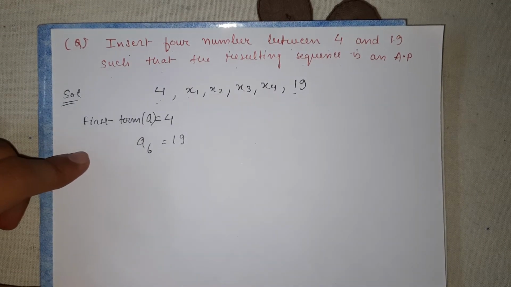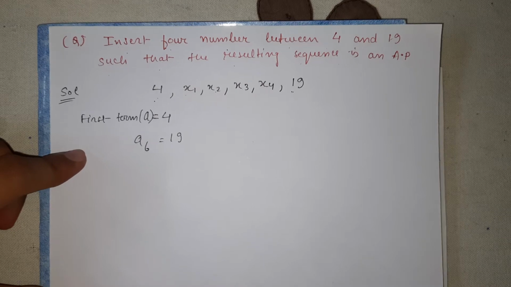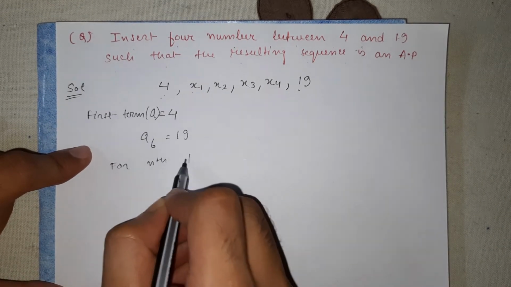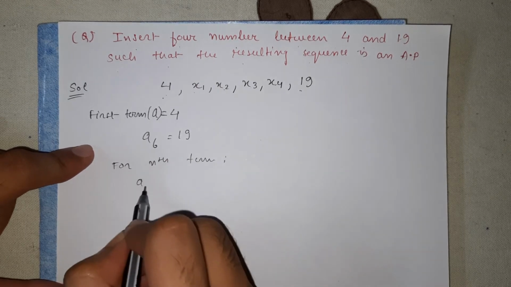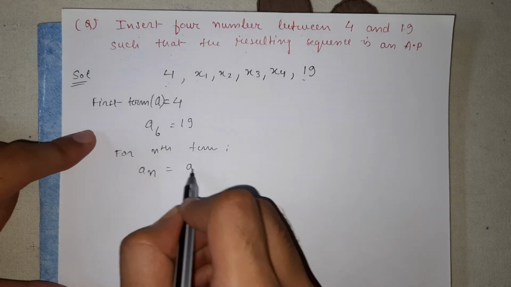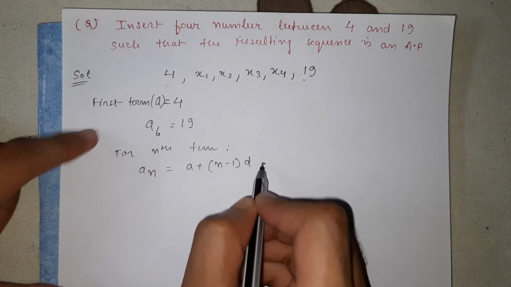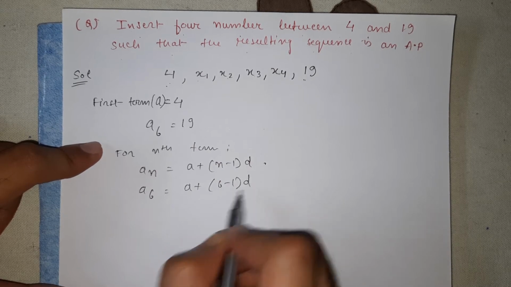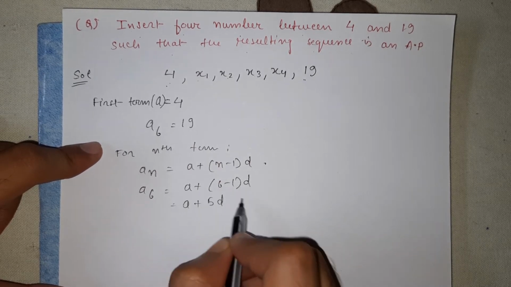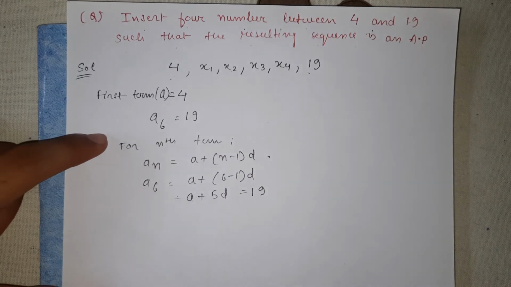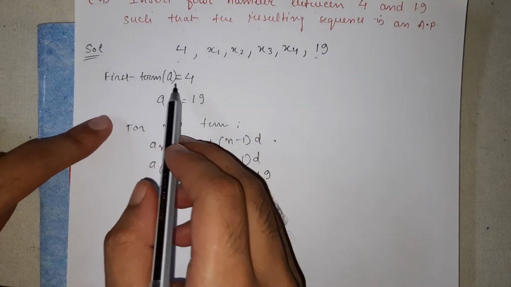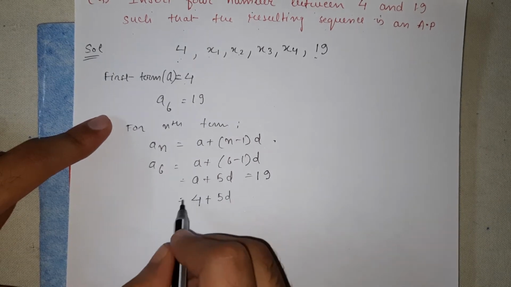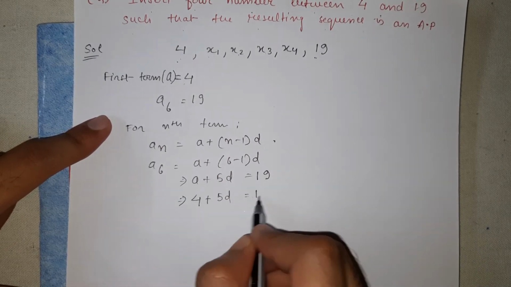By the definition of AP, we know the formula for the nth term: an equals a plus n minus 1 into d. So a6 will be equal to a plus 6 minus 1 into d, that is a plus 5d, and that is given as 19. Now a is also given, that is 4. So 4 plus 5d equals 19.